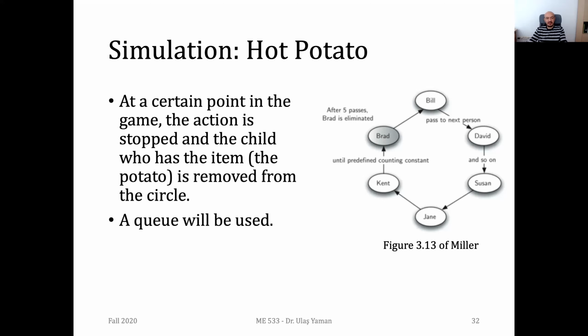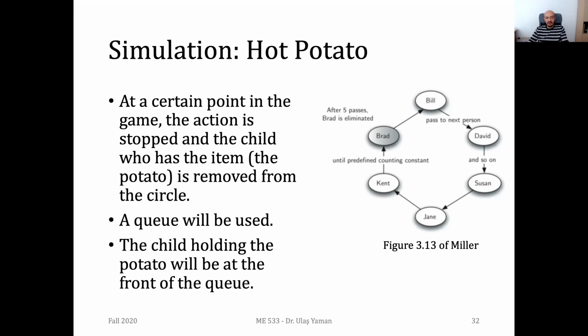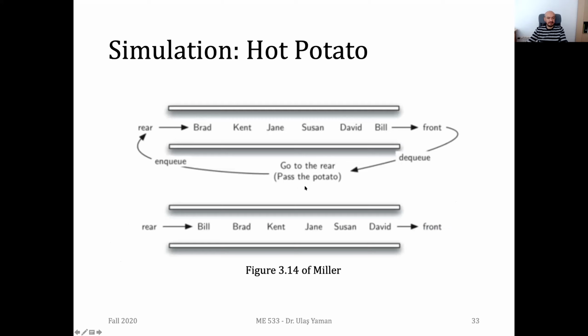And for the simulation, as I mentioned, we will be using a queue data structure. Obviously, the names of the children will be in the queue, and the child holding the potato will always be at the front of the queue. Why is that? Since when we stop, we will be removing the child having the hot potato. So if you use a queue data structure, that will be the topmost item, and we will simply pop it, and then that child will be removed from our game.